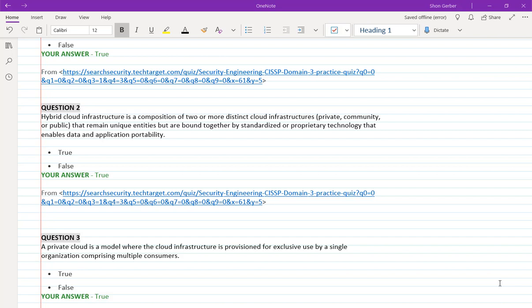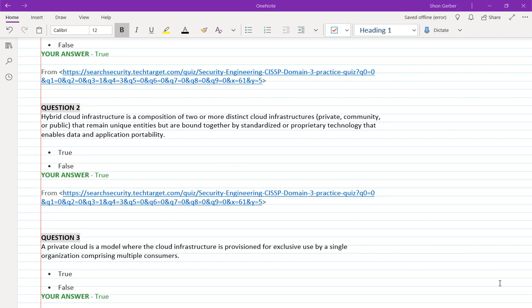So, again, this is another true-false question. Hybrid cloud infrastructure is a composition of two or more distinct cloud infrastructures, private, community, or public, that remain unique entities but are bound together by standardized or proprietary technology that enables data and application portability. As you parse that out, that is true. Correct. Hybrid cloud infrastructure is a composition of two or more distinct cloud infrastructures, and that deals with obviously the name, right? If it's a hybrid, it's dealing with more than just one.